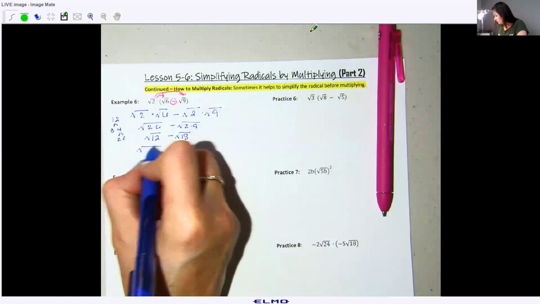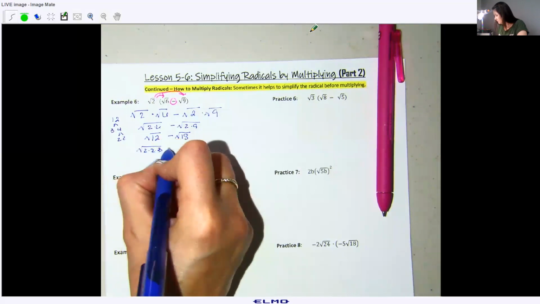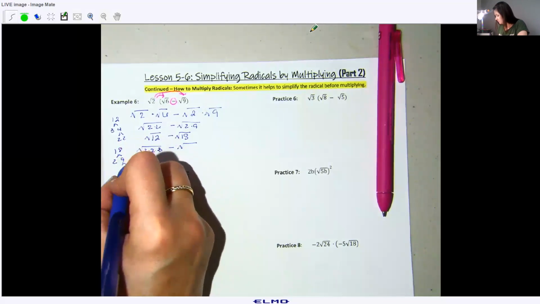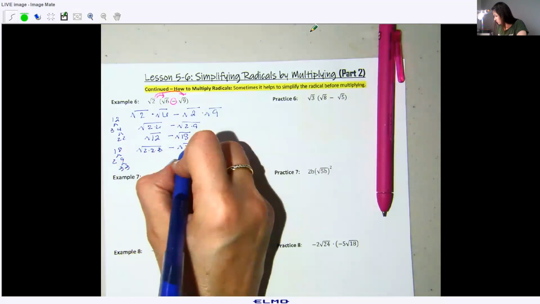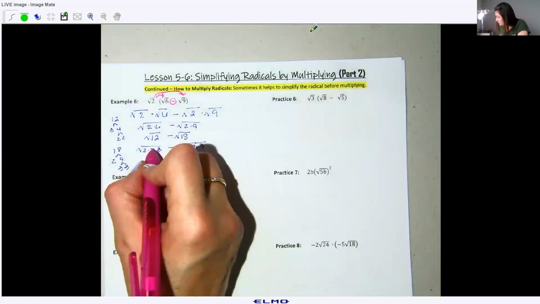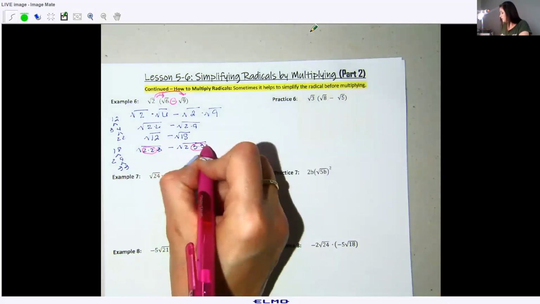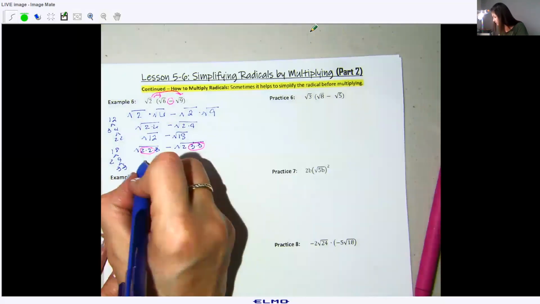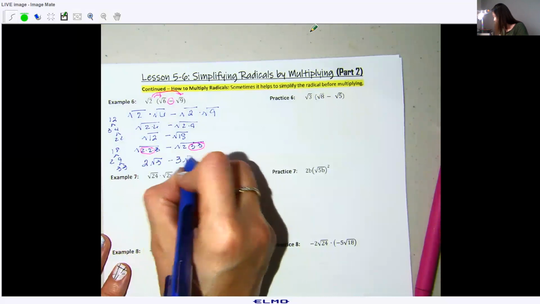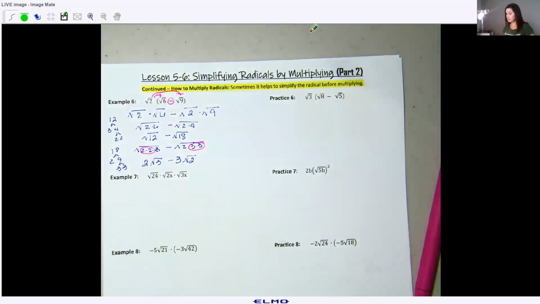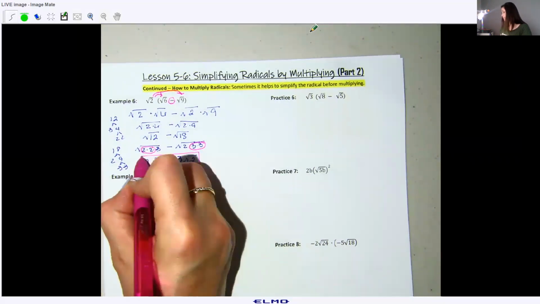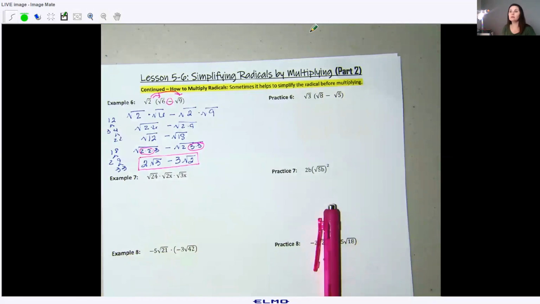So I end up with 2 times 2 times 3, and then 18. 2 times 3 times 3. Okay, so I'm going to find my common factors and pull those out. So now I have 2 square root of 3 minus 3 square root of 2. Okay, since our radicands are not the same, that is where our final answer is. So we cannot subtract those. They don't have like radicals.